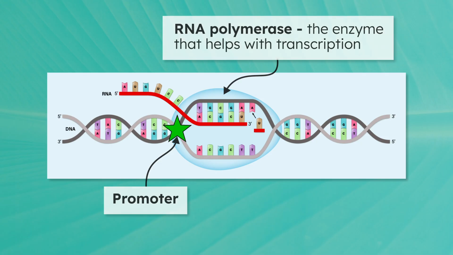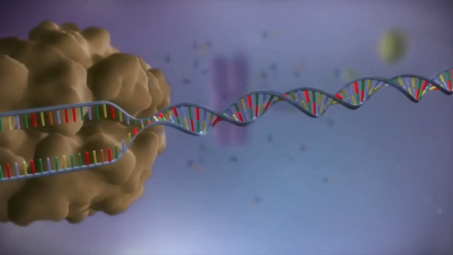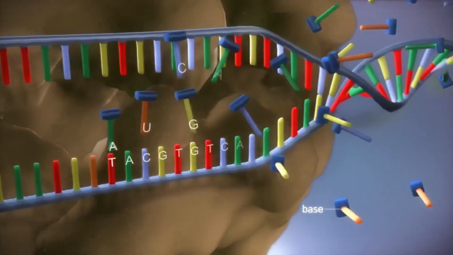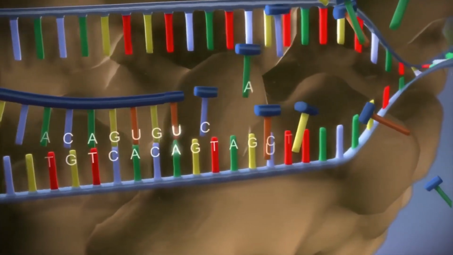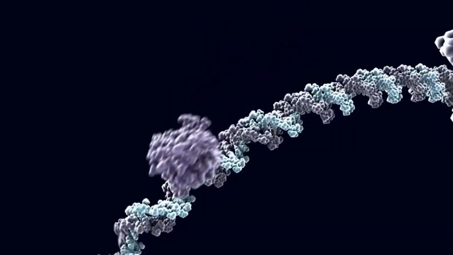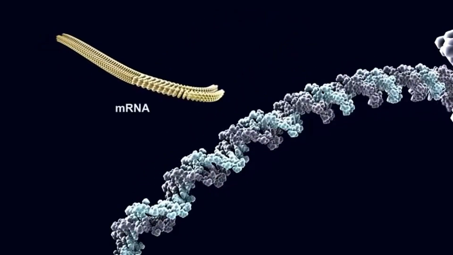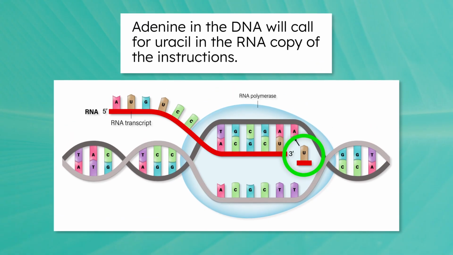One side of the DNA molecule, called the template strand, serves as the pattern for building the mRNA copy. As the RNA polymerase enzyme moves along the template strand of the DNA, it reads the nitrogen bases. Just like with DNA replication, this enzyme uses complementary base pairing rules to build a new strand. But this time, we're only copying one gene, building a short mRNA strand of only the instructions we need. And because the new strand uses RNA nucleotides instead of using thymine, adenine in the DNA will call for uracil in the RNA copy of the instructions.